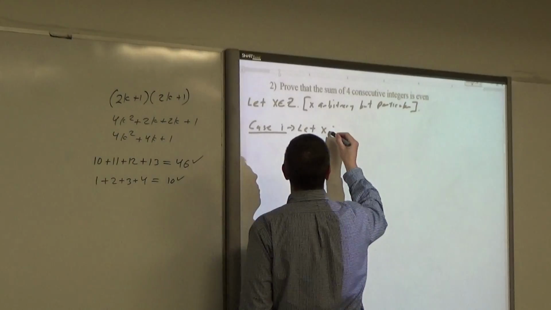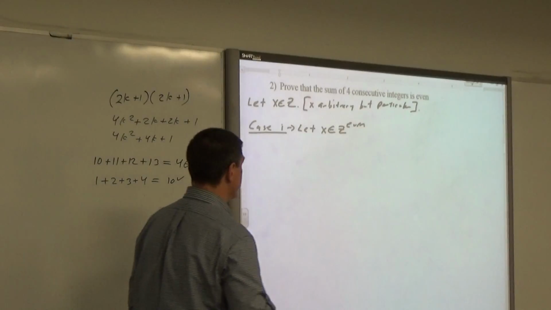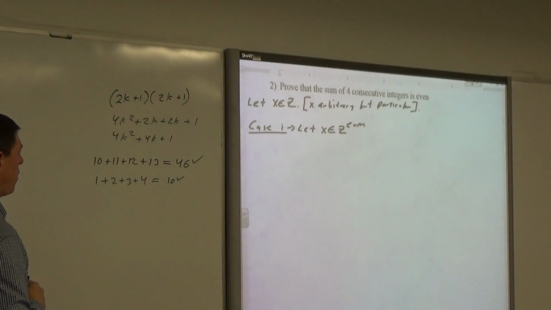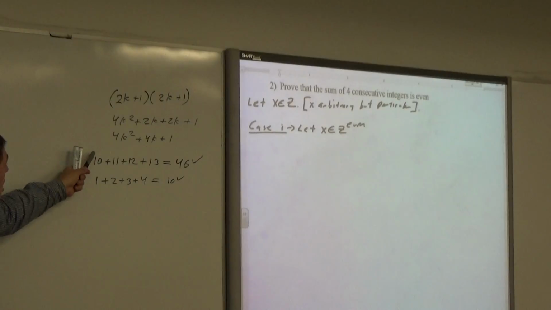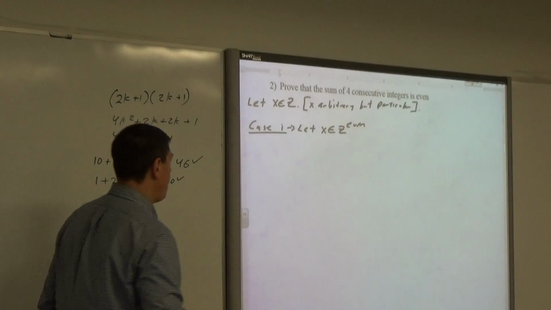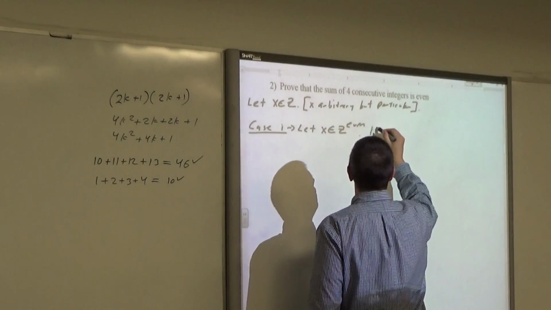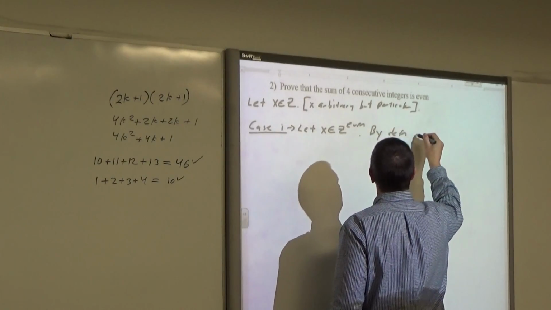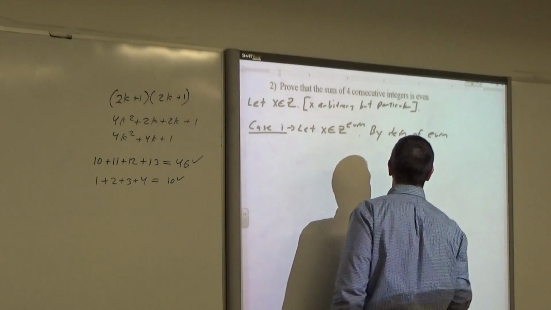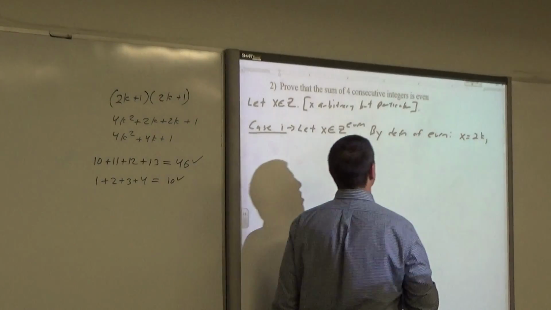Let x be an element of Z even. Because remember guys, the only two outcomes for this is if the first integer is even or if the first integer is odd, right? There's no other way that you can write 4 consecutive integers, regardless of what those integers are. So, we already let x be an element of Z even. By definition of even, we can say that x is equal to 2k, where k is an integer.